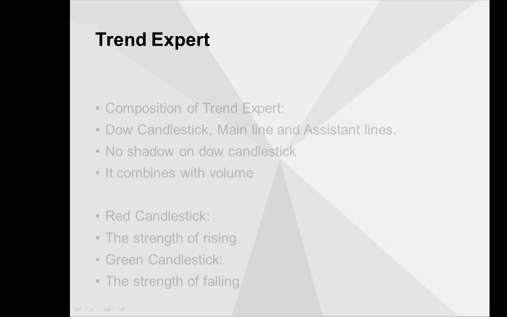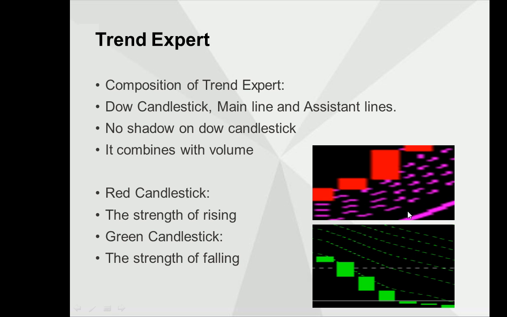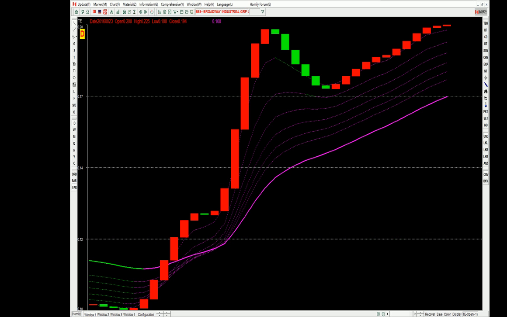We can see here. This is the red candlestick. This is the green candlestick. Red candlestick means the trend is up, and the green candlestick means the trend is down. This is some stock. If you have some stocks, you can use this to judge. This is the down candlestick, the assistant line, and this is the main line.